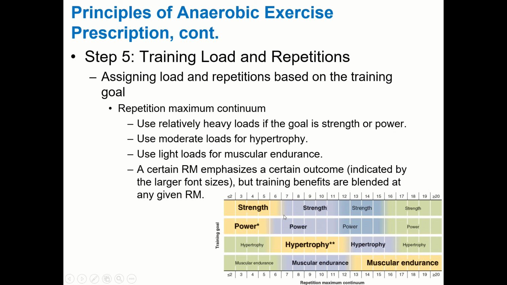So if we want to improve their power, same kind of range here. The weights are a little bit lighter, they're just moving them faster. Muscular hypertrophy, somewhere in that 6 to 12 range. Muscular endurance, somewhere in that 12 plus range.